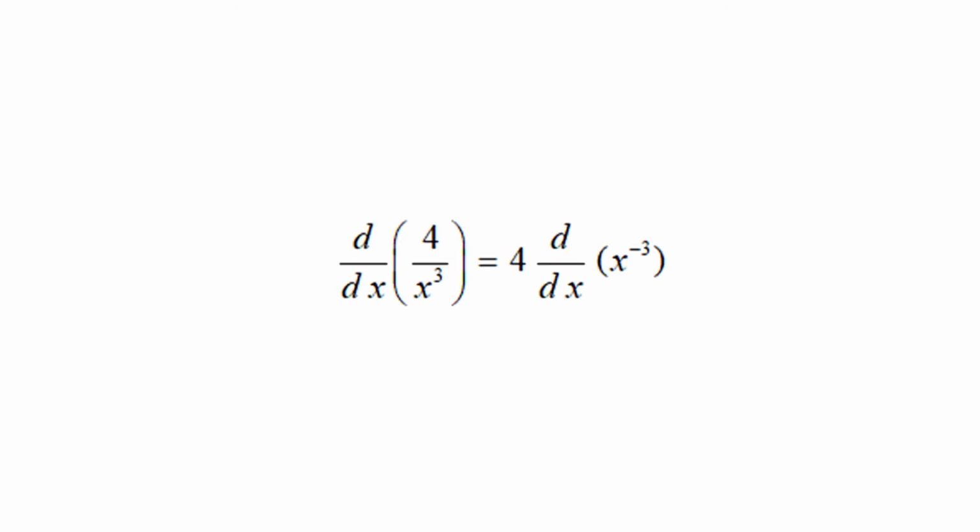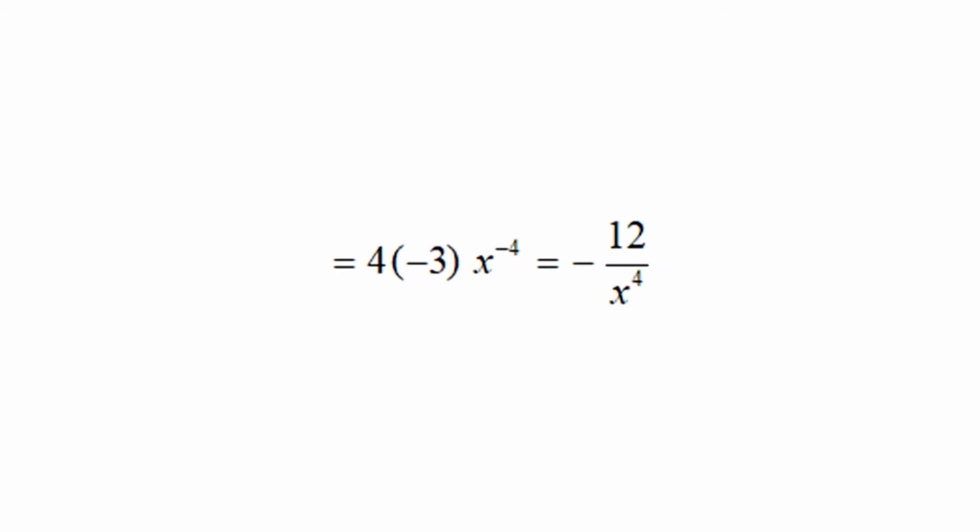d/dx of 4/x³ equals 4 times d/dx of x^(-3), applying the constant multiple rule, which is equal to 4 times -3x^(-4), which is equal to -12/x⁴.